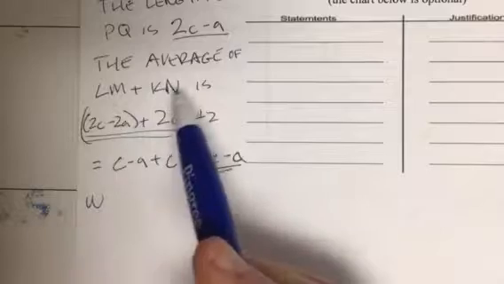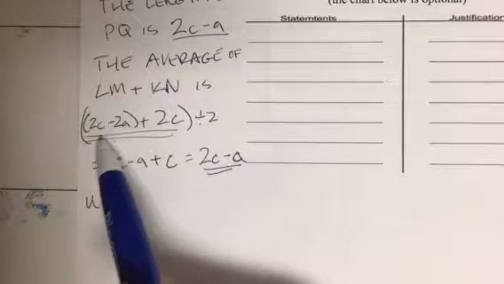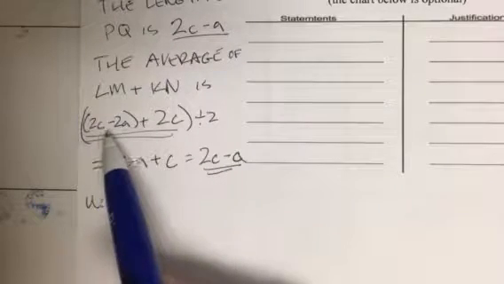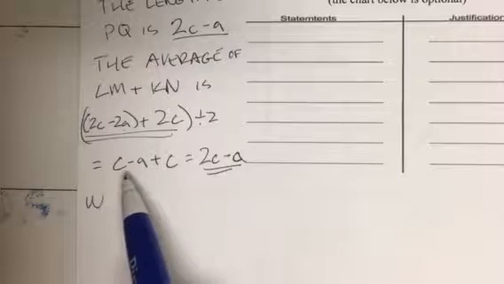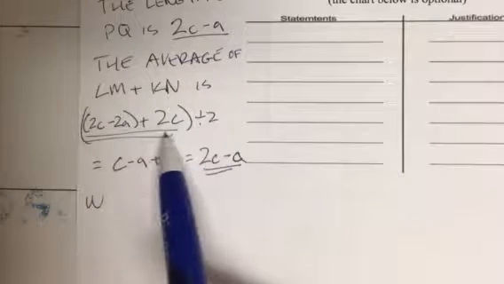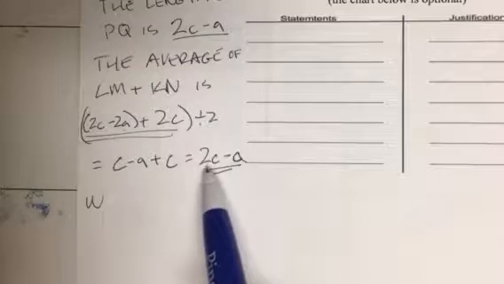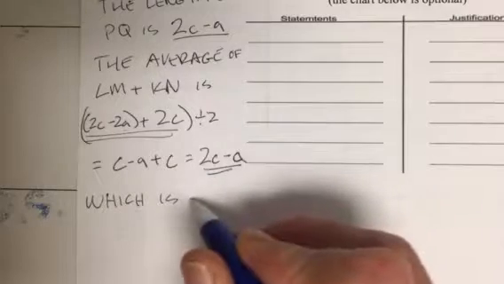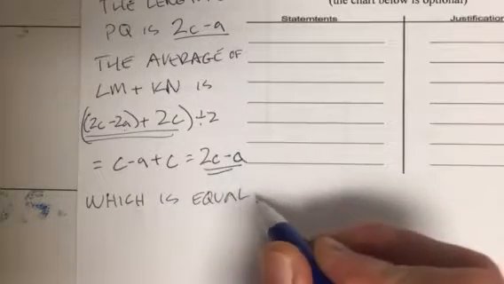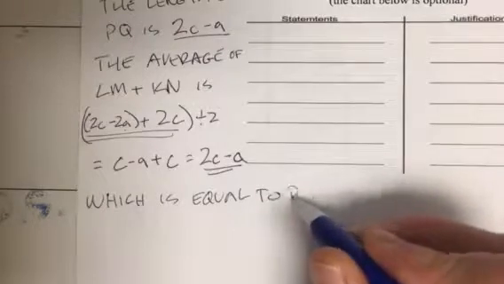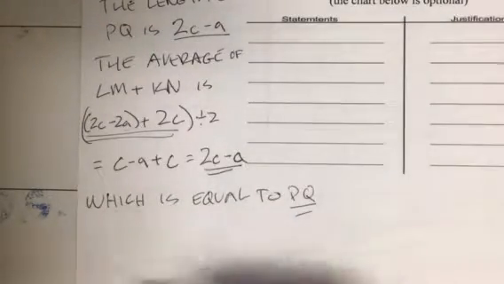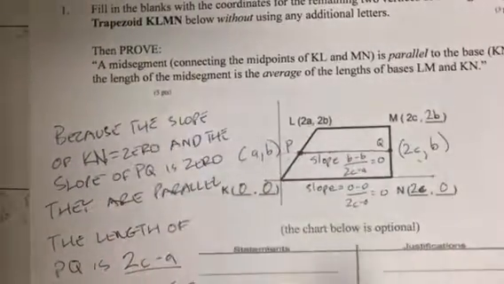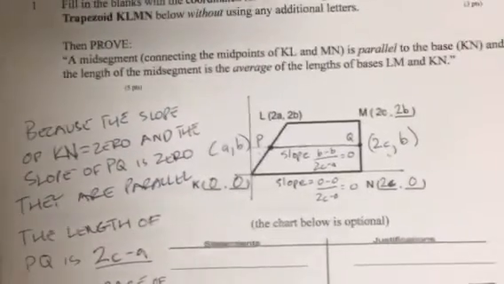The average of LM and KN is, that's the LM part, and that's the KN part. When I do the math and divide by 2, I divide each by 2. There it is. I combine my C's. I could have added this 2C plus 2C to make 4C. When I cut it in half, I get 2C, which is equal to PQ. Okay, so I've proven, I won't write it all out, but that is what I wanted to prove up here, that it's parallel and half, and equal to the average of those two lengths.